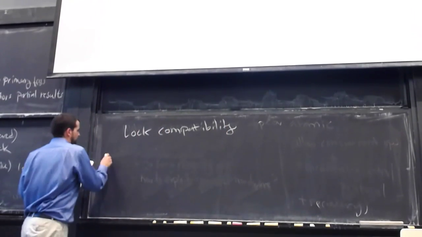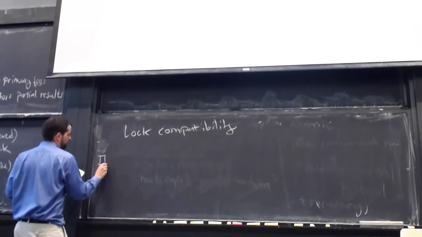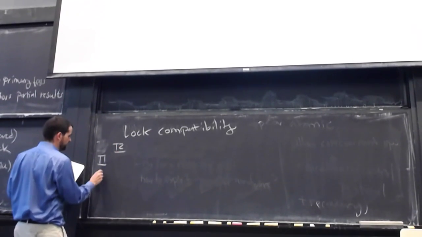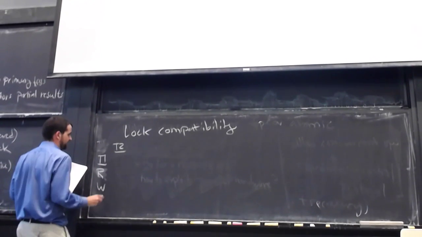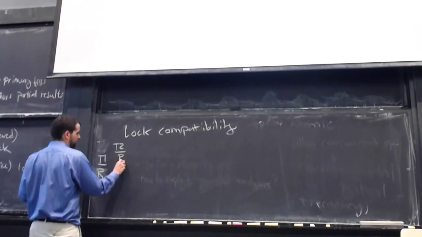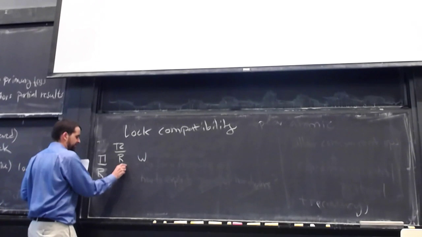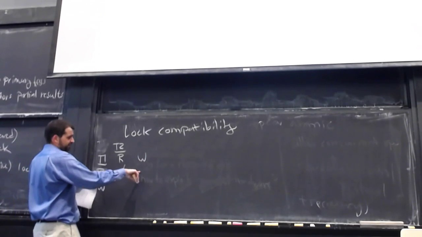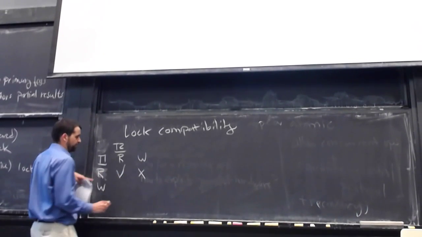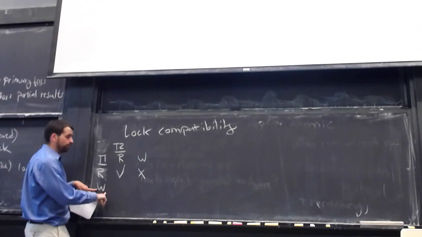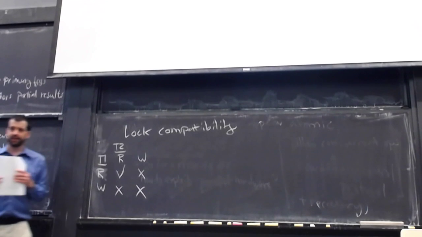Okay, imagine here's T1 and here's T2. T1 holds a shared lock, a read lock, on some object, or a write lock on some object, and T2 might hold a read lock or a write lock on it. If T1 and T2 both hold a read lock on some object, that's permitted. But we're not going to allow T1 to hold a read lock on an object while T2 holds a write lock on it. Similarly, we won't allow T1 to hold a write lock on an object while T2 holds a read lock on it, and they can't both hold a write lock on an object.